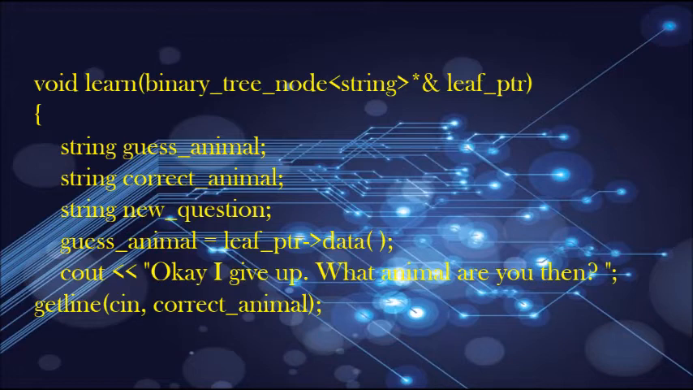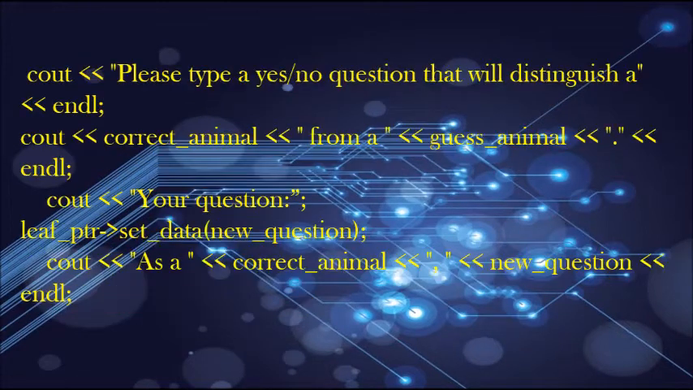Guess animal equals leaf pointer data. Cout, okay, I give up. What animal are you then? Ask the user what animal it is. Getline cin, correct animal. User inputs the animal. Cout, please type a yes or no question that will distinguish a, endl. This displays the guessed animal and correct animal. Cout, correct animal from a guessed animal, endl. Cout, your question. The user types the question. Getline cin, new question.